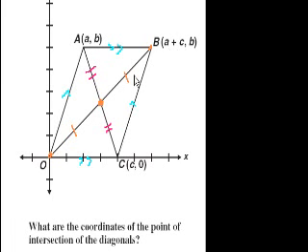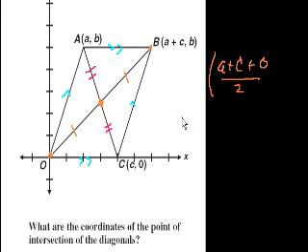So if I were to average the x's, the x coordinate here is going to be the x coordinate of point B, which is A plus C, plus the x coordinate of the origin, which is 0, over 2, because I had 2 points that I'm averaging. So that's going to be the x coordinate. And then the y coordinate is going to be the y coordinate of B, so that's B, plus the y coordinate of the origin.